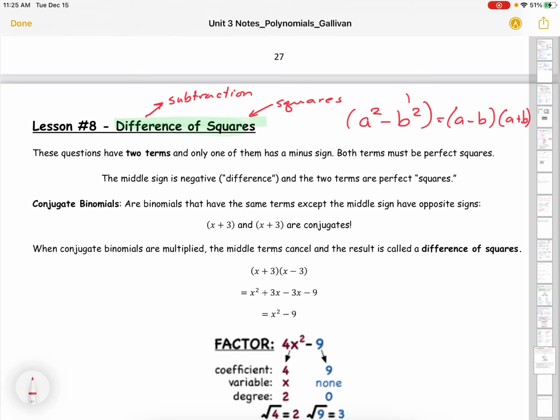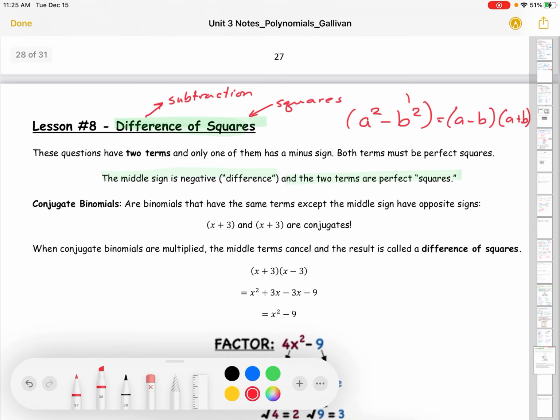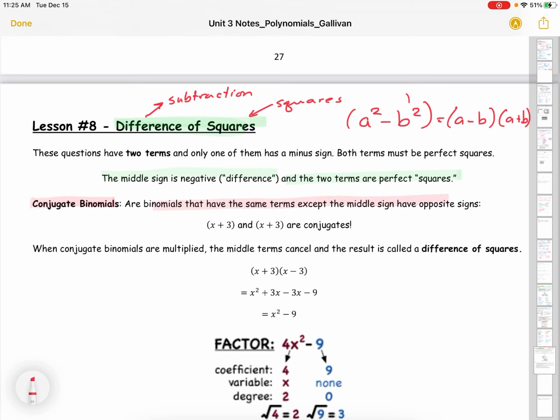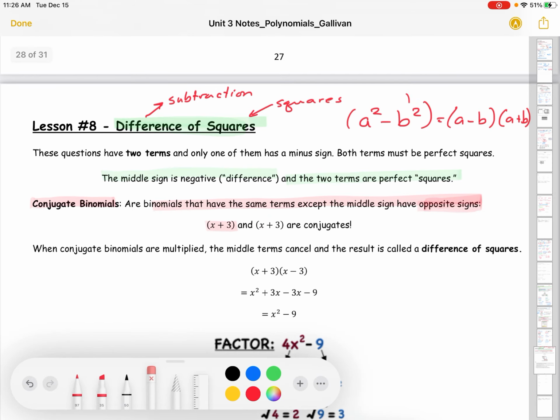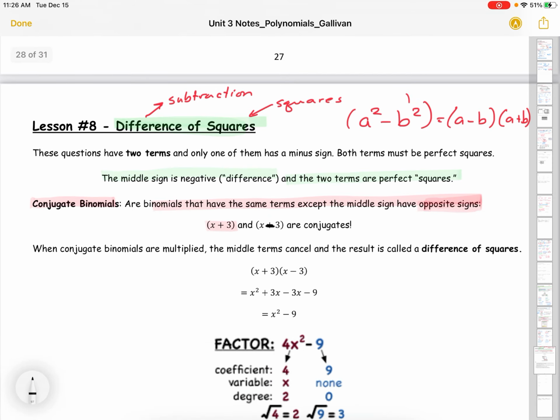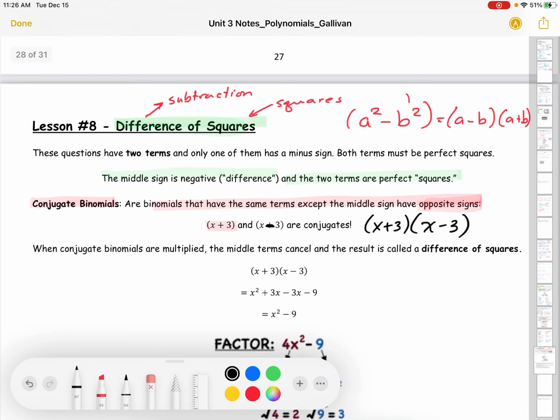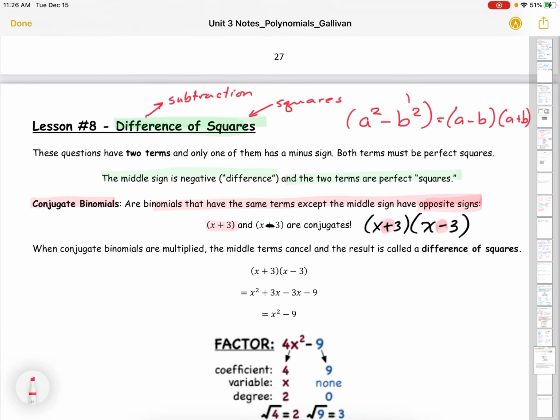Now we're going to talk about how that works and how exactly you learn to recognize them. But like I said, the middle sign is negative, so it's a difference, and the two terms are perfect squares. Now the solutions are what we call conjugate binomials. These are binomials that have the same terms except the middle sign has the opposite sign. So x plus 3, sorry, and x minus 3 are conjugates. This should say x plus 3 and x minus 3. Those are conjugates. So they're identical except for the sign, okay? That's the only thing that's different.